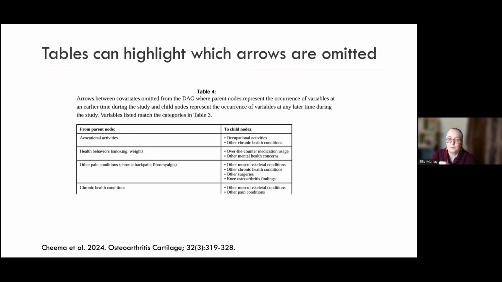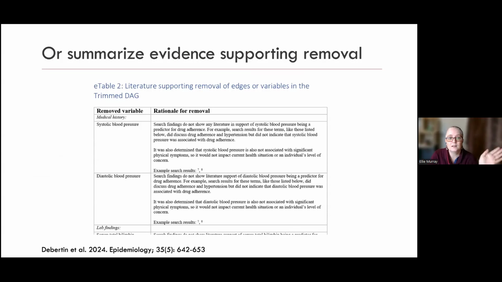And then a final thing is tables summarizing some of the key points that we want to make sure people really see. So what are the omitted arrows? This I find is usually easiest to present in a table because there's nothing to show in a picture, but you can say, okay, these parent nodes to these child nodes, these are arrows that we have not included. And it is also useful to provide some rationale for those removals.